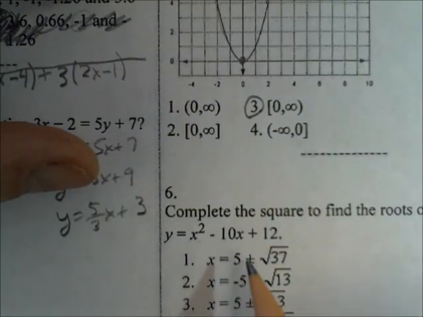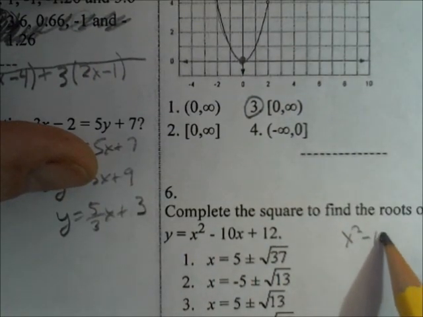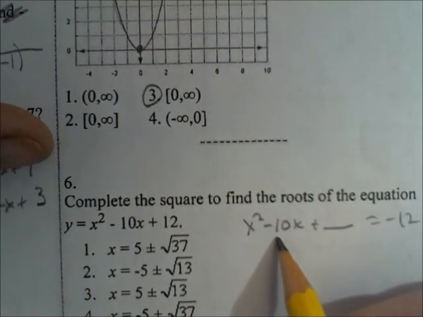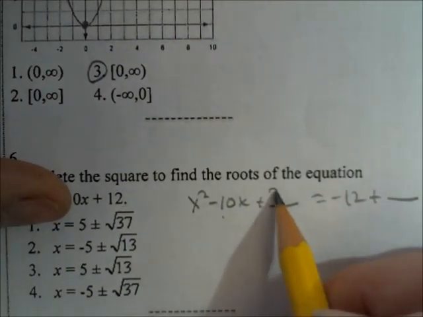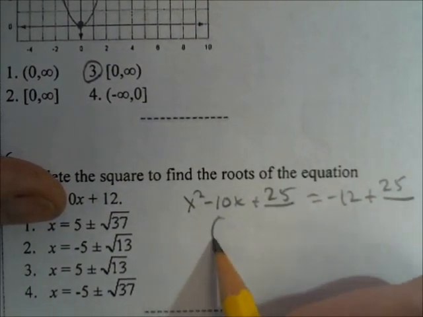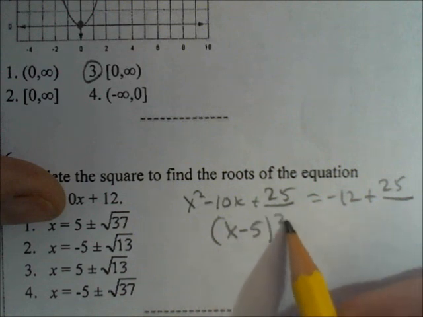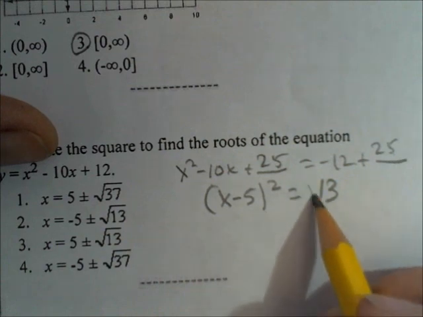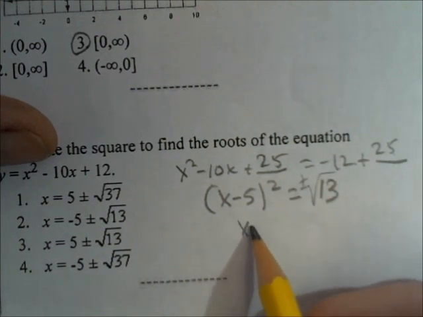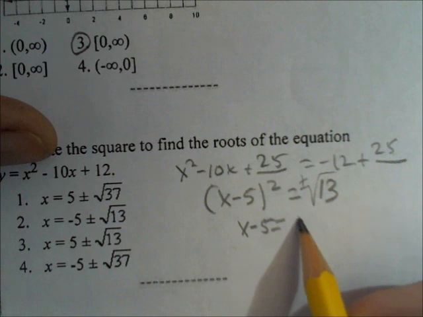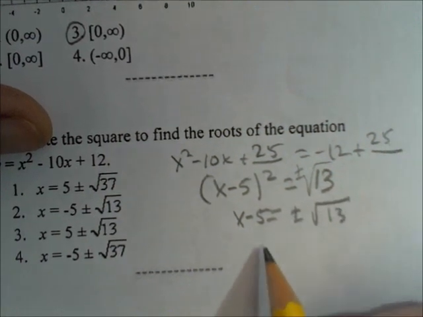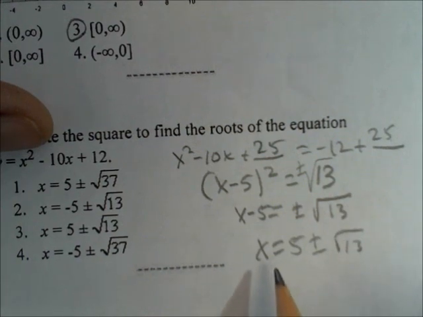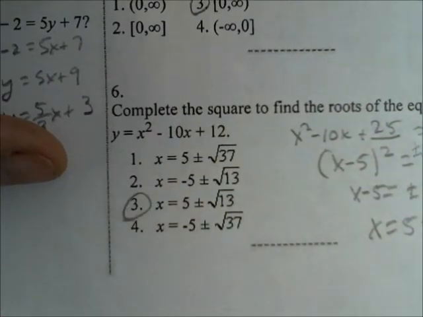Complete the square for number 6. X squared minus 10x plus blank equals negative 12 plus blank. Half of b is negative 5. Negative 5 squared is 25. Factored into x minus 5 squared. 25 minus 12 is 13. Taking the plus and minus square root, you get x minus 5 equals plus and minus the square root of 13. So x is equal to 5 plus or minus the square root of 13. Looks like it's option 3.